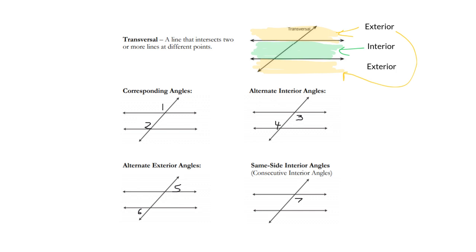Well, it'd have to be on the same side of the transversal and in the interior. So that would be this angle right there. So angle 7 and angle 8 are same side interior angles. They're on the same side of the transversal, both in the interior where that green was, right? So 7 and 8.